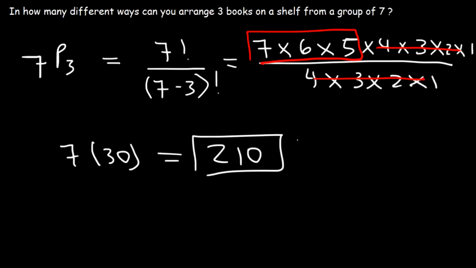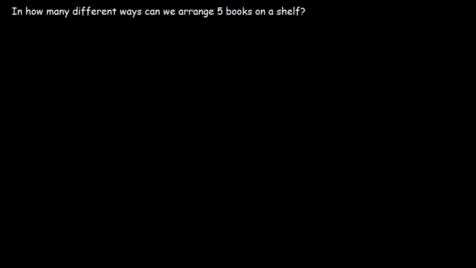This is the answer. In how many different ways can we arrange 5 books on a shelf? How is this problem different from the last problem? And is it still a permutation? Well, we're still trying to arrange books, so the order matters. It's still a permutation. But you can use the fundamental counting principle to get the answer.